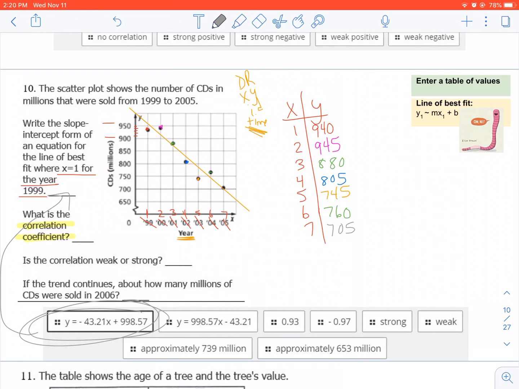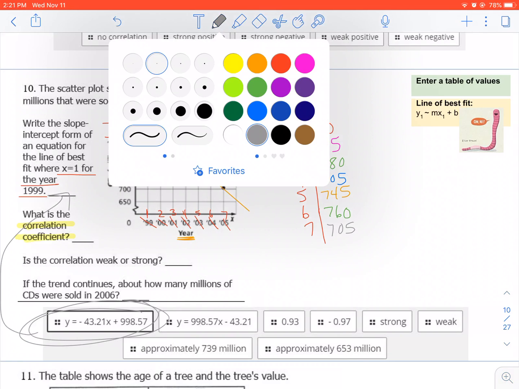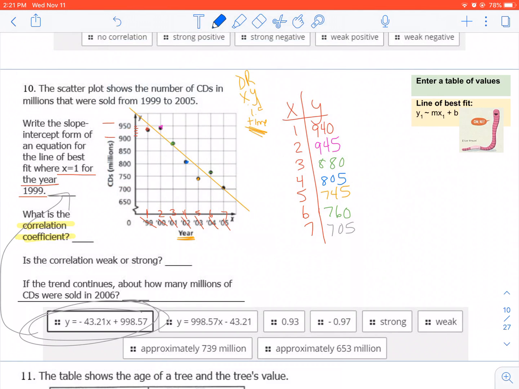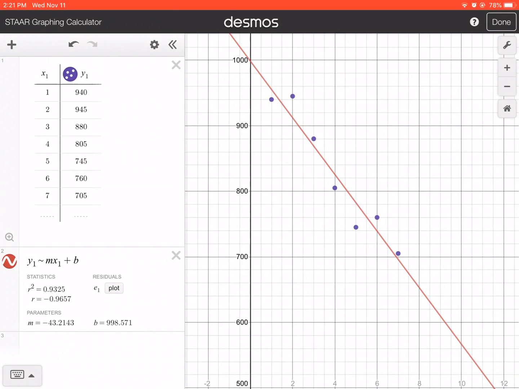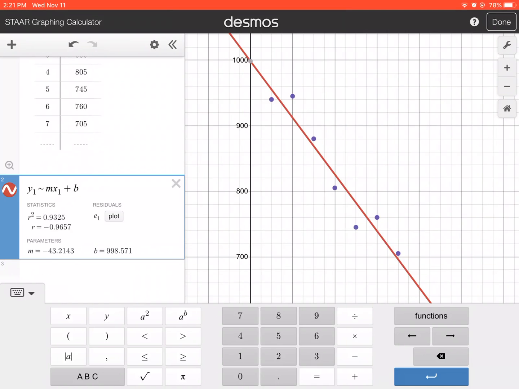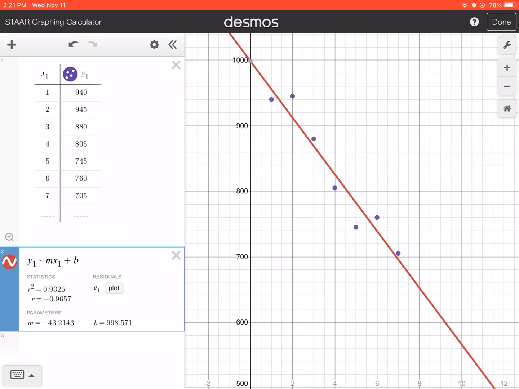Correlation coefficient. This is what we were talking about on the previous slides, that R value, except I don't think I called it that. This is the R value. So one of the things that we saw on Desmos is down here right above the M and the B in this box 2, maybe, there we go, it gives me my R value. And so we want the one that just says R equals, and it says negative 0.9657. So it's a negative slope.